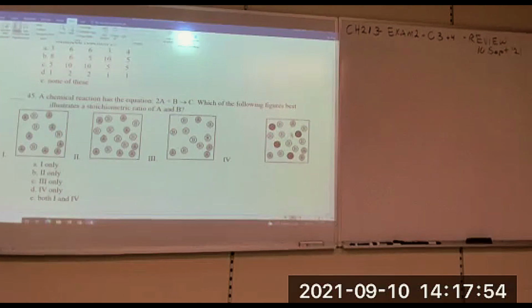So over here we have a stoichiometric ratio. Well, no. Stoichiometric ratio of A and B, that's the question. It says nothing about the products. So it has to be 1 only.